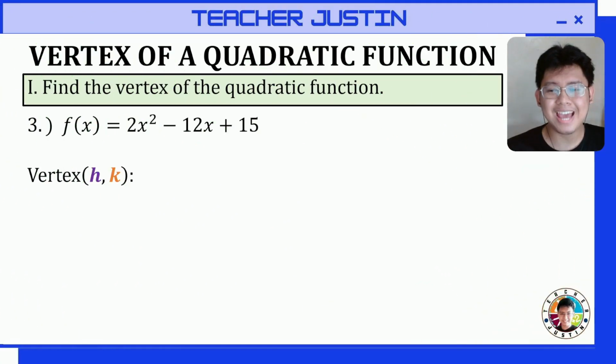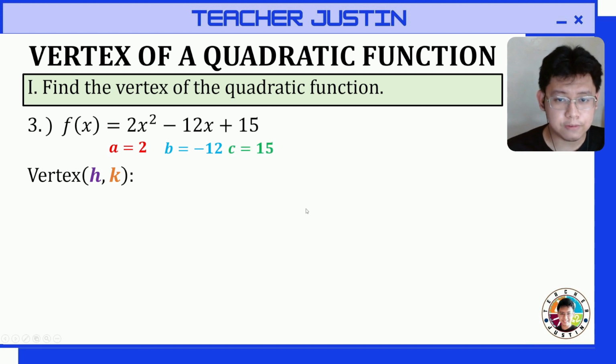Okay, let's have this item. Let's find the vertex of this quadratic function. F of x is equal to 2x squared minus 12x plus 15. Okay, so, para makuha natin yung vertex ng quadratic function na to, ang first step natin is to find the values of a, b, and c. Okay, so yung value ni a is 2, b is negative 12, and c is 15.